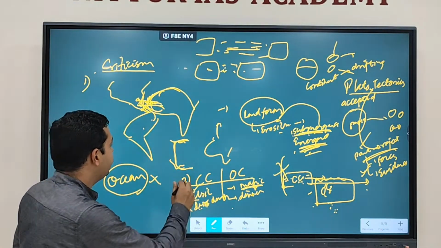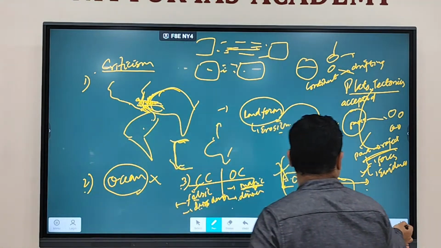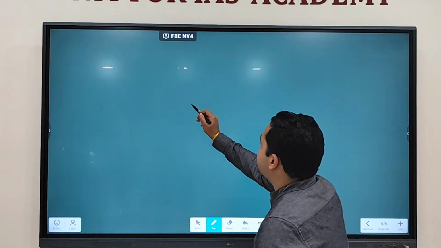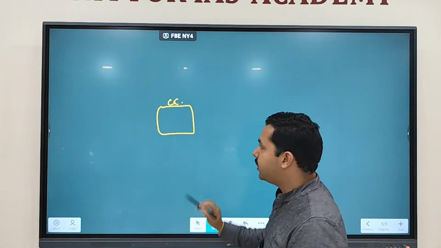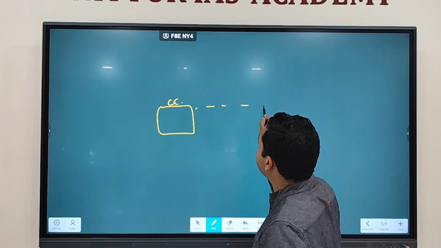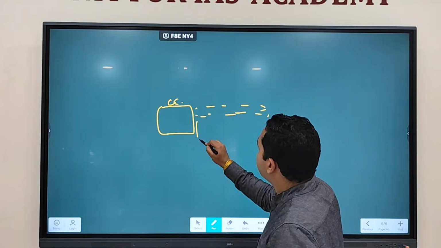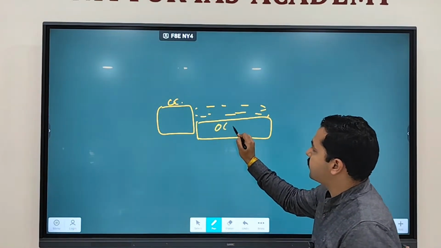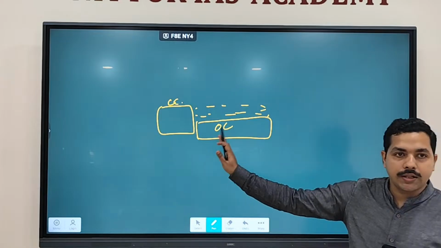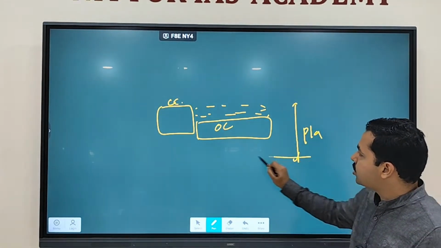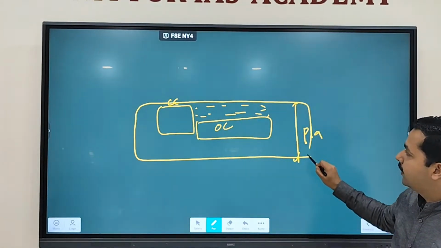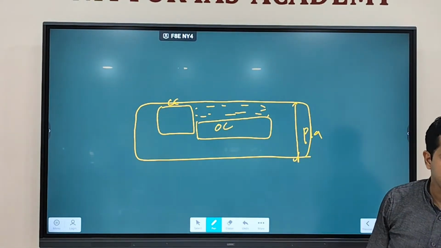Clear? I'll make a diagram. So include the plate in it as well. See, this is continental crust. This is continental crust. Now this part is what? Water, and this is what we call oceanic crust. This is plate. This whole solid part is a plate. Clear? Any doubt regarding this one?